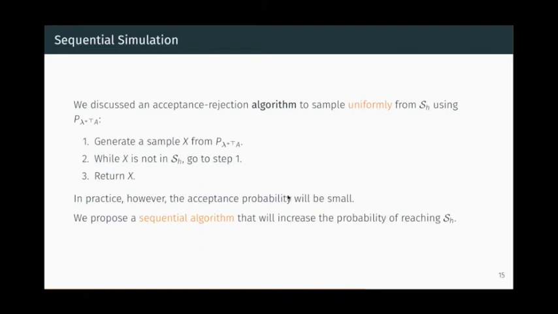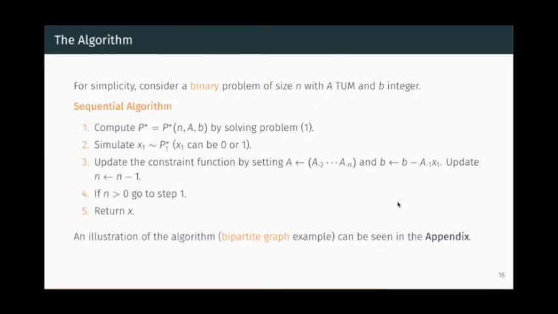So now let's talk about the sequential simulation part. If you recall a couple slides back, I talked about this very simple but very inefficient acceptance rejection algorithm. So as I was saying, the acceptance probability will be very small, and so we cannot use this algorithm. So what we did is we proposed a sequential algorithm that will use the maximum entropy distribution to increase the probability of reaching the target set. And the algorithm is as follows. Here I'm just going to consider the binary case just to make this simpler, but the algorithm for the discrete case is very similar.